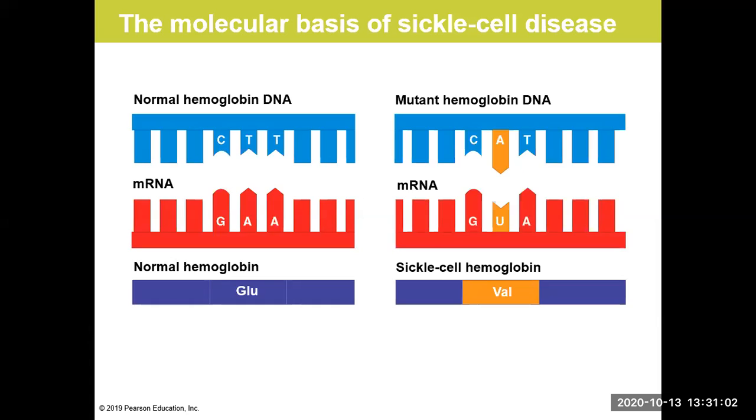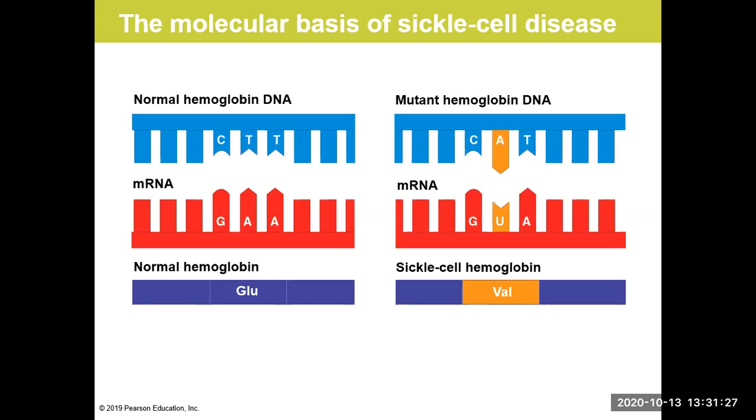This slide shows the molecular basis of how a single nucleotide mutation can cause sickle cell anemia. On the left side, you see a normal hemoglobin DNA in blue. The sequence is CTT, and the mRNA that will be formed is GAA. You see the complementary base pairing, and the corresponding amino acid is glutamic acid, or glutamate, and this is normal hemoglobin.